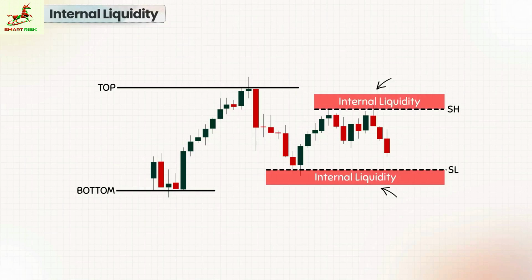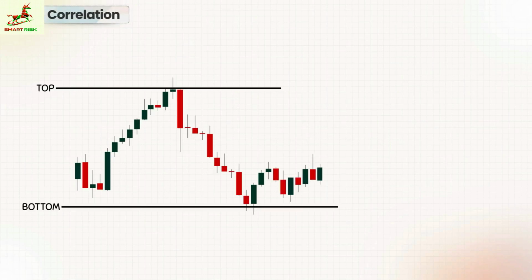Now, let's understand how these two are related to each other with a step-by-step chart example. Here, the market is trading in a range.